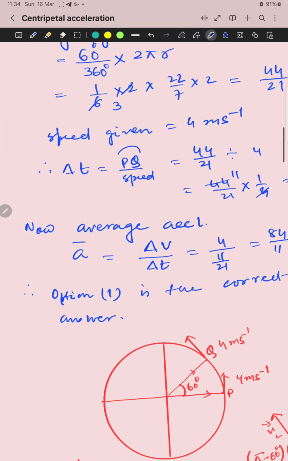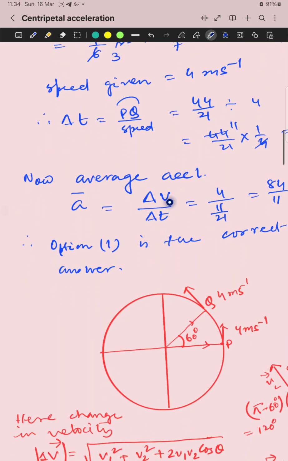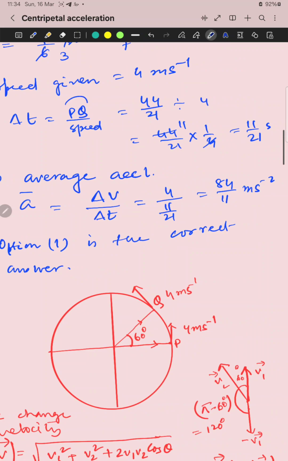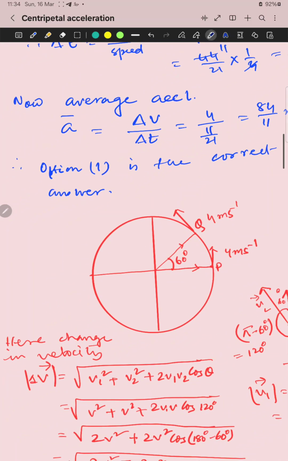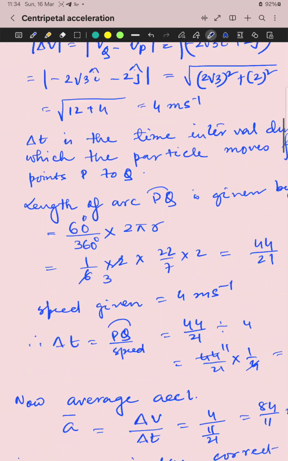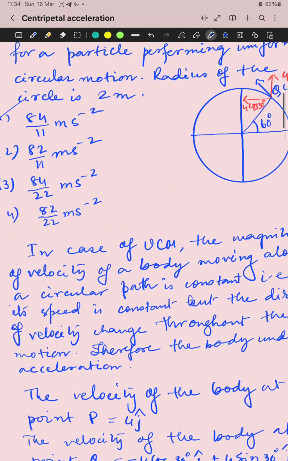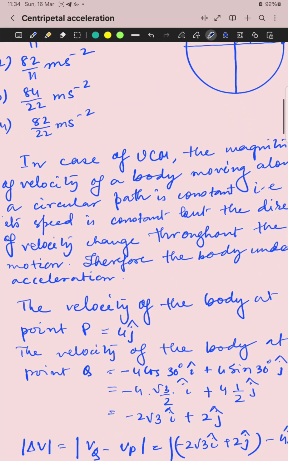Now to get the average acceleration, we know it should be delta v by delta t. So now putting the values of delta v, which is 4, and delta t, 11 by 21, we get 84 by 11 meter per second square. So in this case, the first option is the solution of this question.